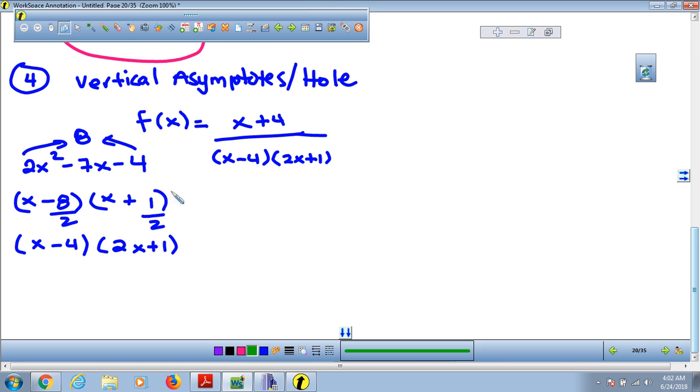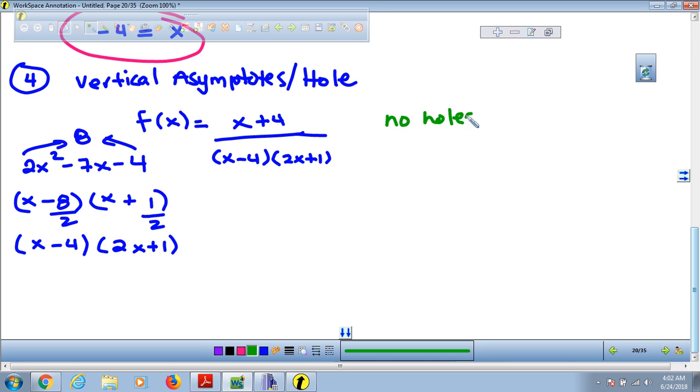No, we don't cross them out. Nothing repeats on the numerator and denominator. That's the only way that I would cancel. So then this has no holes. This graph has no holes, but it does have two vertical asymptotes.